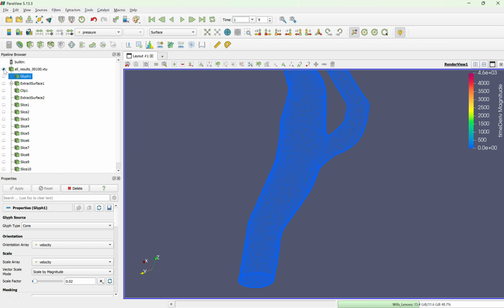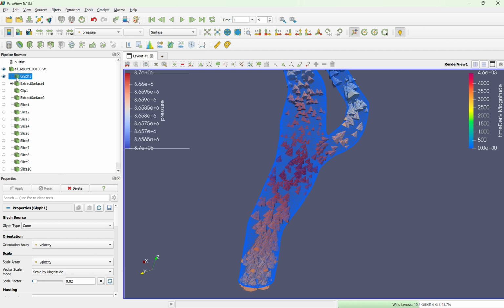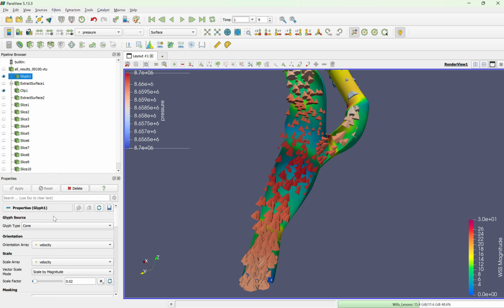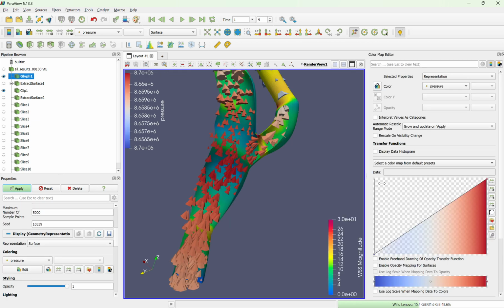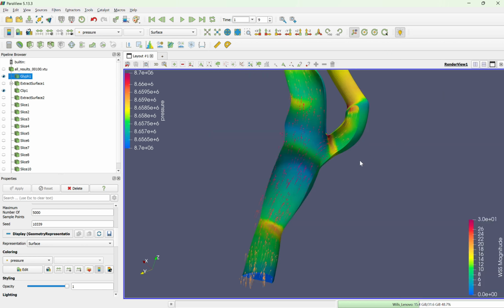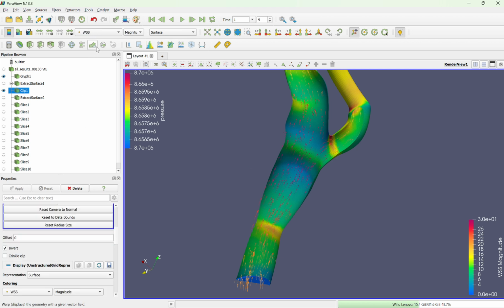Moving to our last visualization, we're going to select the 2D glyph to see a different way to produce these glyphs, and we're going to look at these at a larger color scale. This visualization shows the relationship with wall shear stress.